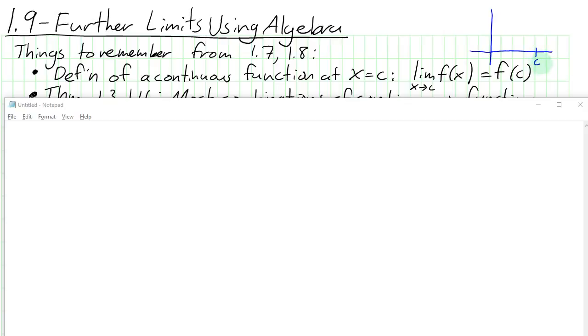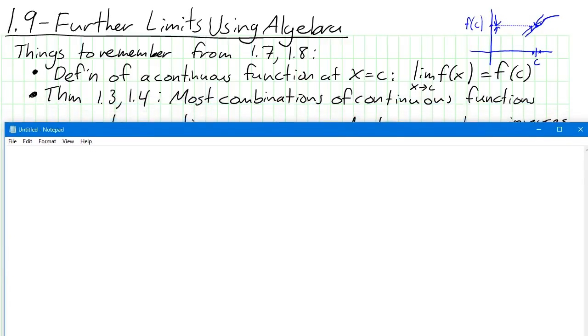So if you plug in a value of c there, you get a corresponding value f of c as that y coordinate, then if you also plug in values of x close to c on either side, the corresponding y coordinates need to be getting closer and closer to that same thing as you get closer to plugging in x equals c. And so that's a continuous function.